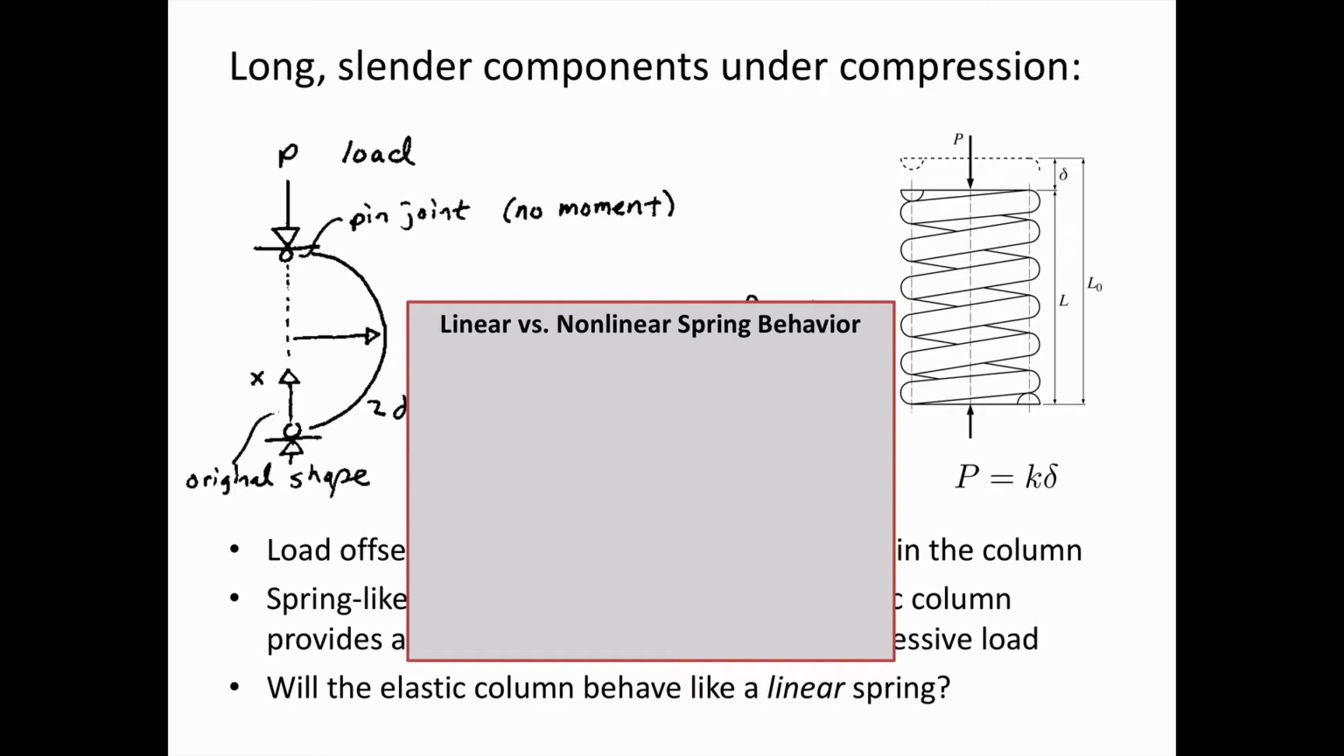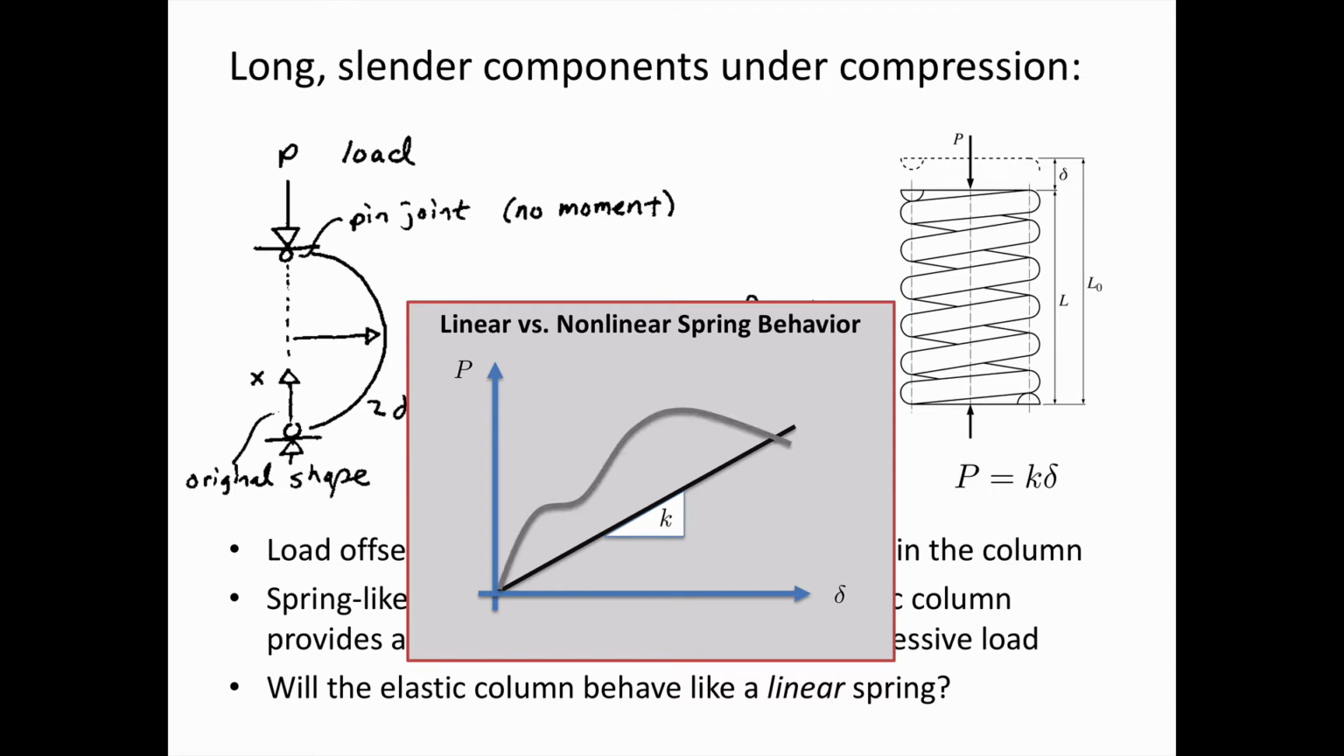Just as a reminder, what do we mean by linear versus nonlinear spring behavior? Say this horizontal axis is the deflection of the spring, and the vertical axis is the applied load. If we have a linear spring, it looks like this on this load deflection plot. And the slope of that line is the constant of proportionality, or the spring stiffness, K. So what happens if we have a nonlinear spring? Well, it's not a straight line.